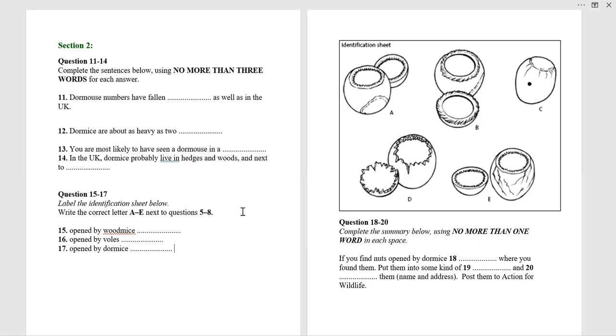That is the end of section two. You now have half a minute to check your answers.